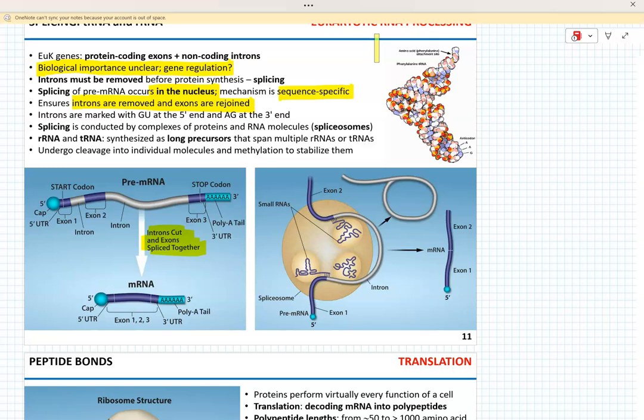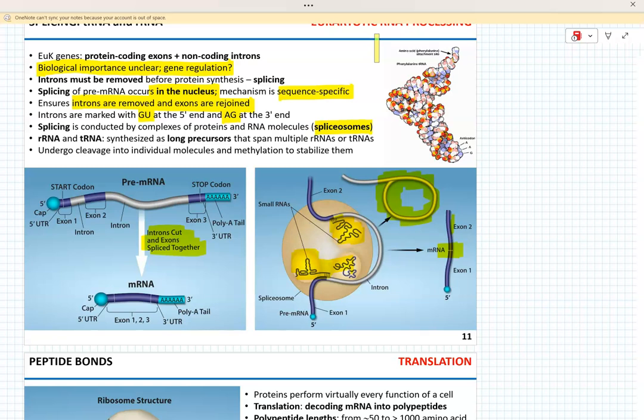The 5' end of an intron is marked with the GU sequence, while the 3' end is marked by the AG sequence. The complex of proteins and RNA molecules, a spliceosome, recognizes the ends of an intron, brings them together, cuts the intron out in the so-called lariat mechanism, and stitches two exons back together.